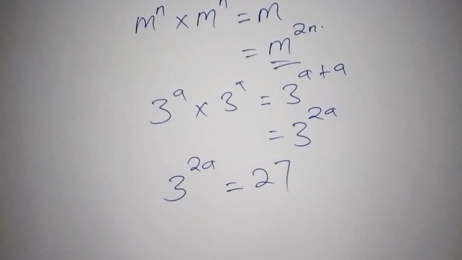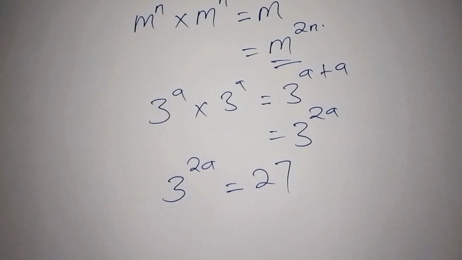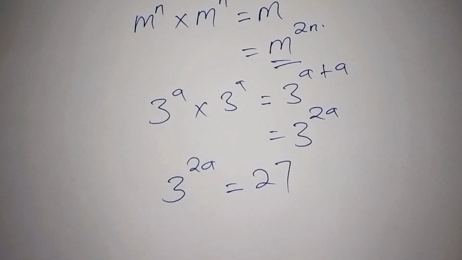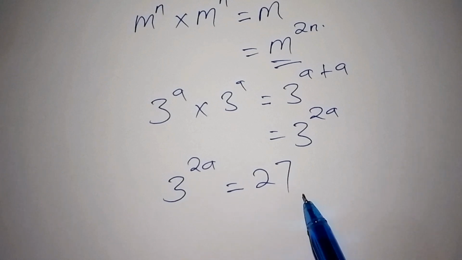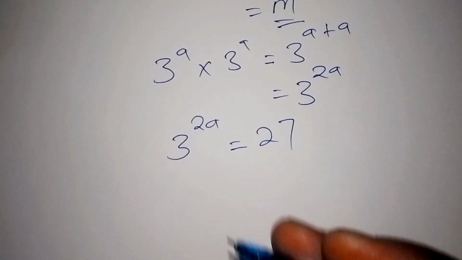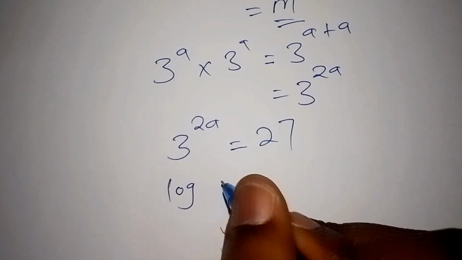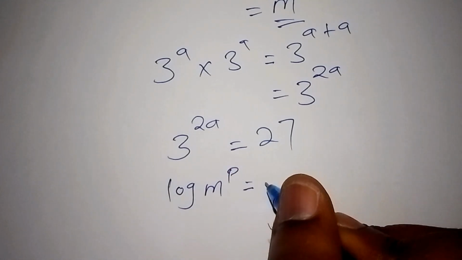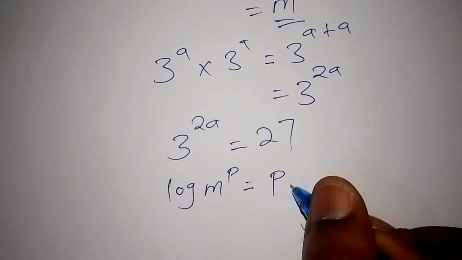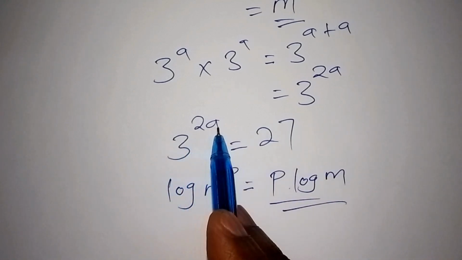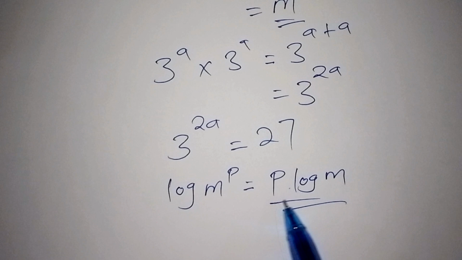As usual, we are asked to solve for the value of a. This 27 is a whole number, 3 is the base, and 2a is the index. Now, suppose we have the log of m to the power of p. This can also be written as p log m. So I want us to express 3 to the power of 2a in the form p log m.